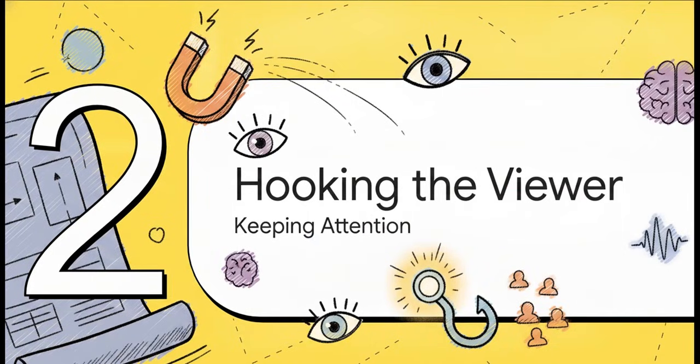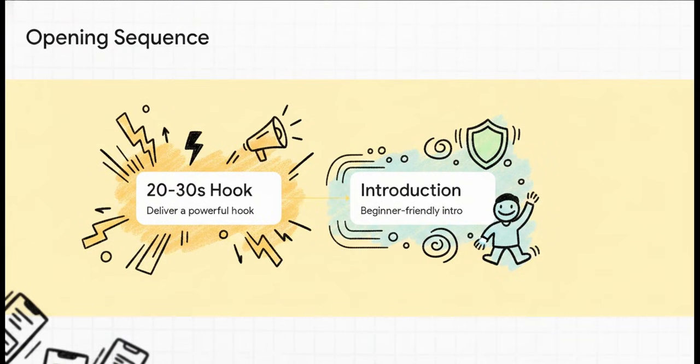Moving on to Section 2, hooking the viewer, grabbing and keeping attention. The opening sequence is basically engineered for maximum impact. Step 1, a lightning-fast, powerful 20 to 30-second hook. We're in the attention economy, right? If you don't grab them in the first half minute, they are gone. They scroll right past. But notice Step 2 right after it, a beginner-friendly introduction. The creator totally gets that finance can be super intimidating. So the hook brings the intense energy, and the intro brings the reassurance so beginners don't feel left behind.